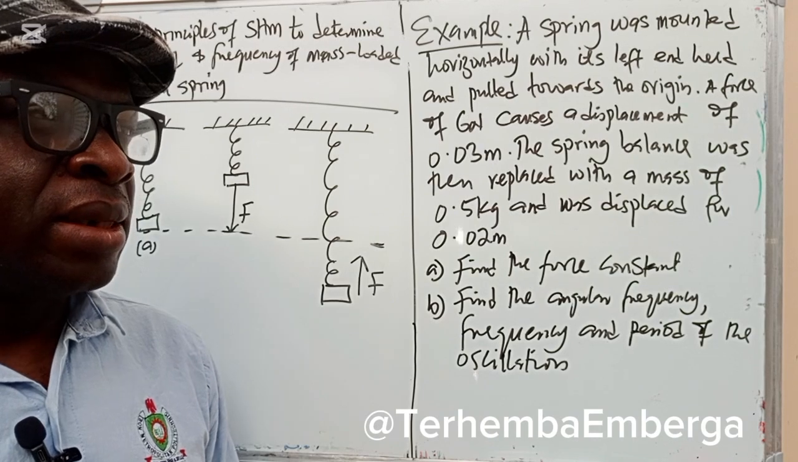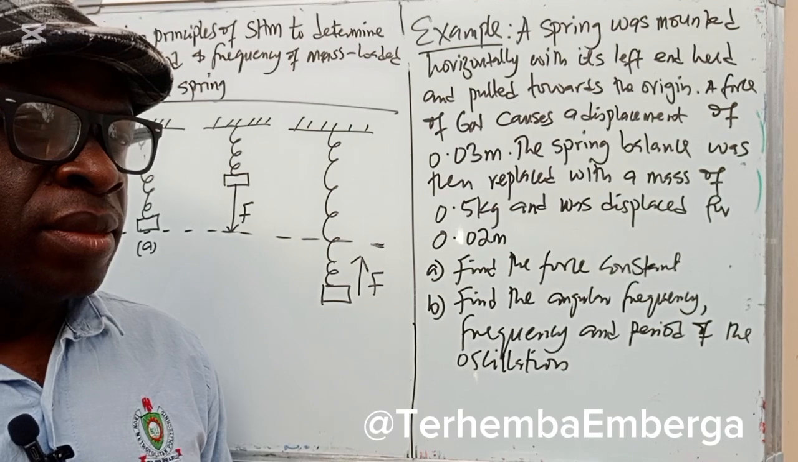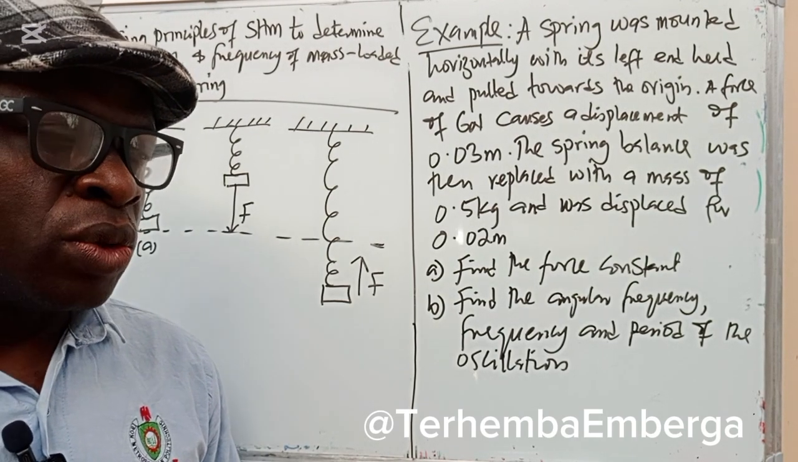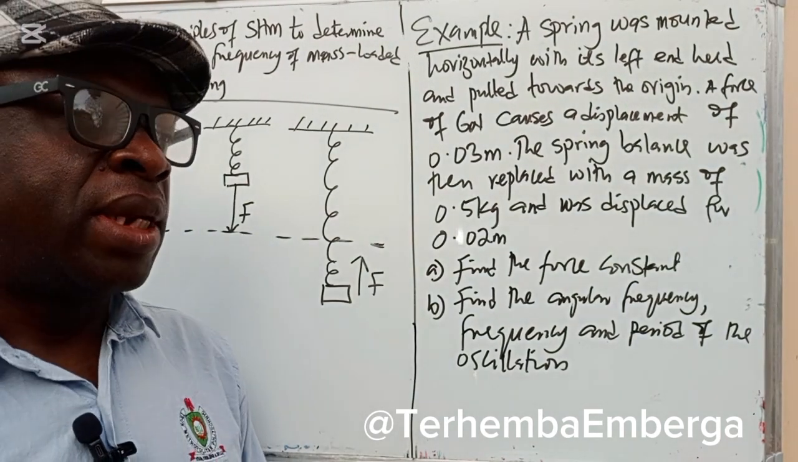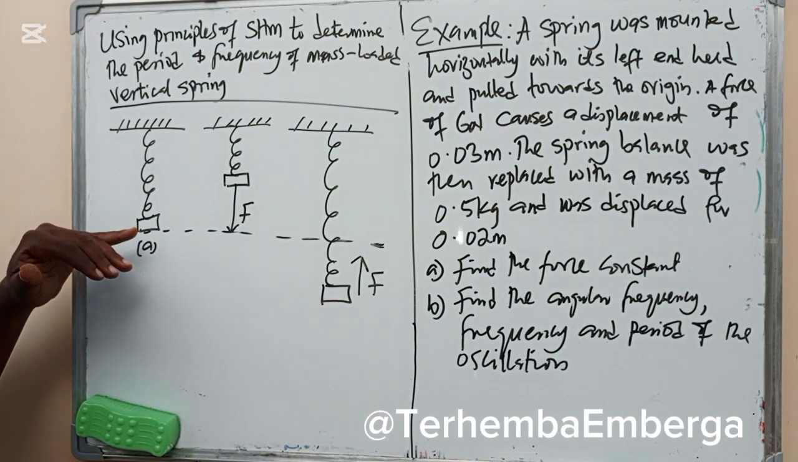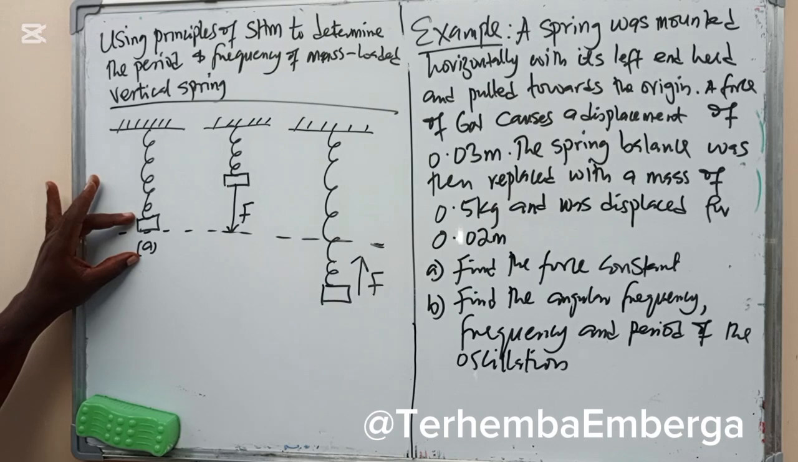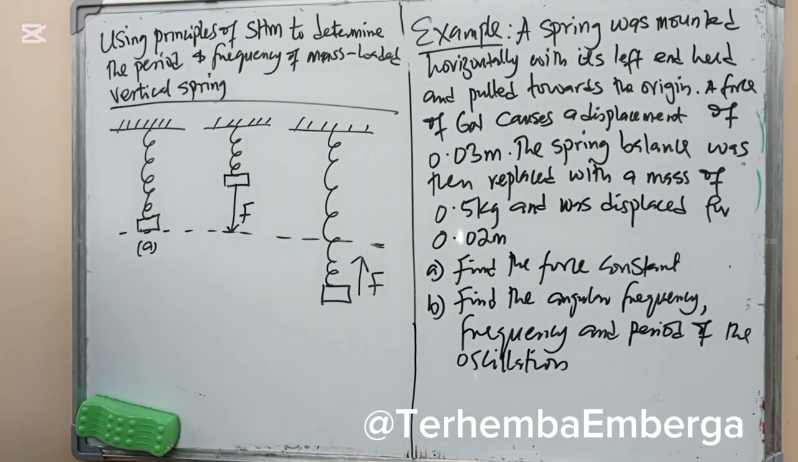for an elastic material, the force applied on the object or that material is proportional to its extension or displacement, provided the elastic limit is not exceeded. So here we're talking about the mass loaded vertical spring, which is elastic in nature. So by the time you suspend the mass and displace it, it will oscillate. It will perform simple harmonic motion.